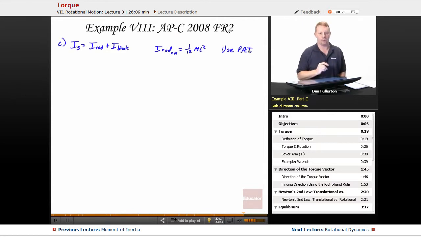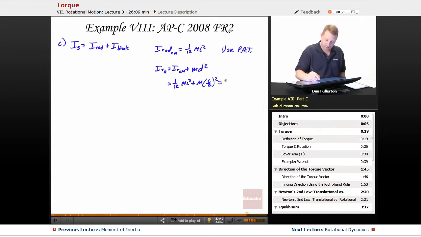Just in case you didn't remember what the moment of inertia of a rod is about its end. So the moment of inertia of the rod about the hinge is going to be the moment of inertia of the rod about its center of mass plus md squared, because we've got parallel axes and our initial one is about the center of mass. So that's going to be 1/12 ml squared plus m times L over 2 squared, which is ml squared over 12 plus ml squared over 4. So the moment of inertia of the rod about the hinge is just ml squared over 3.